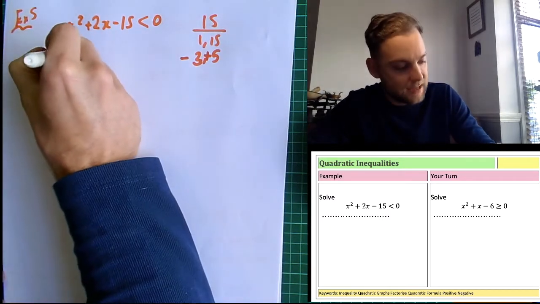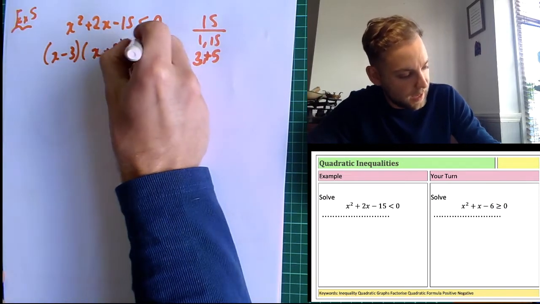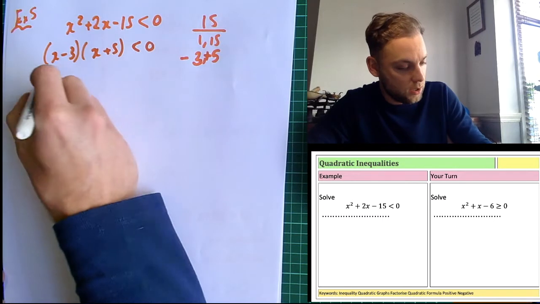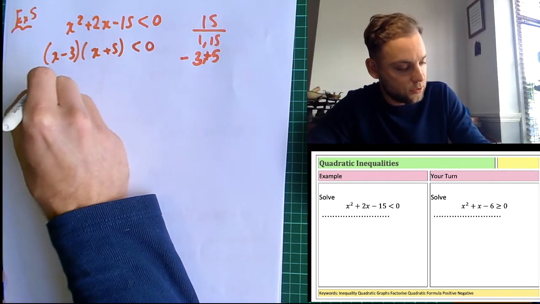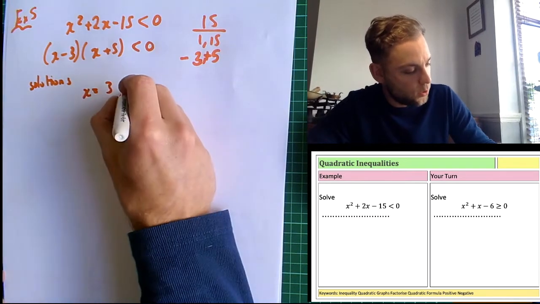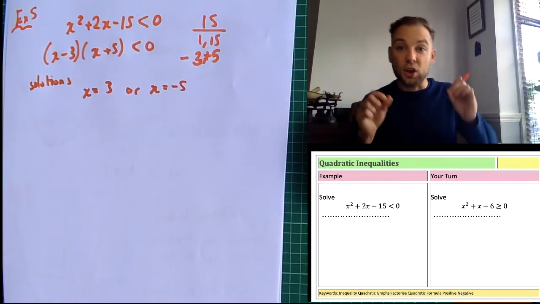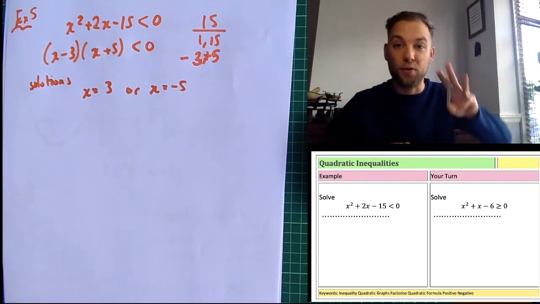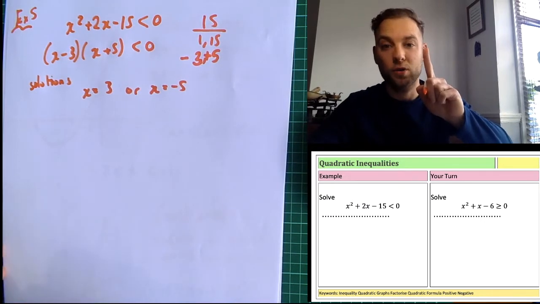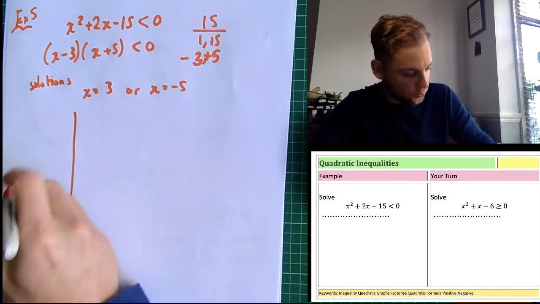So it's going to be x minus 3, x plus 5 is less than 0, which means my two solutions are going to be x is equal to 3 or x is equal to minus 5. Now notice, usually these questions are worth 3 marks. Up until this point, you're only getting 1 mark, would you believe it? Okay, so the next stage is we draw our graph.